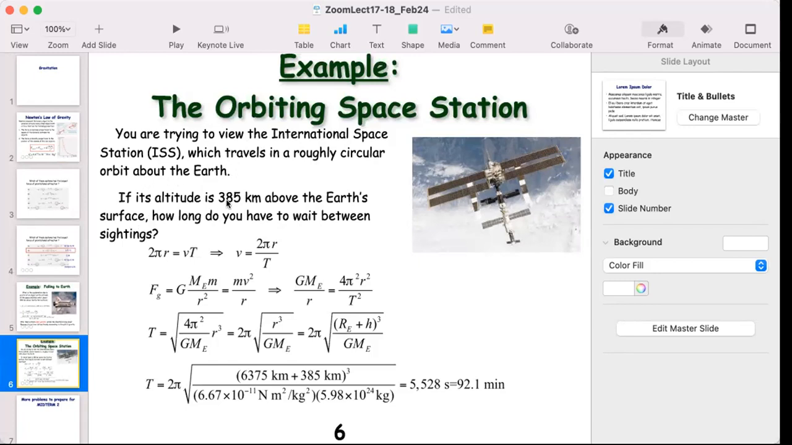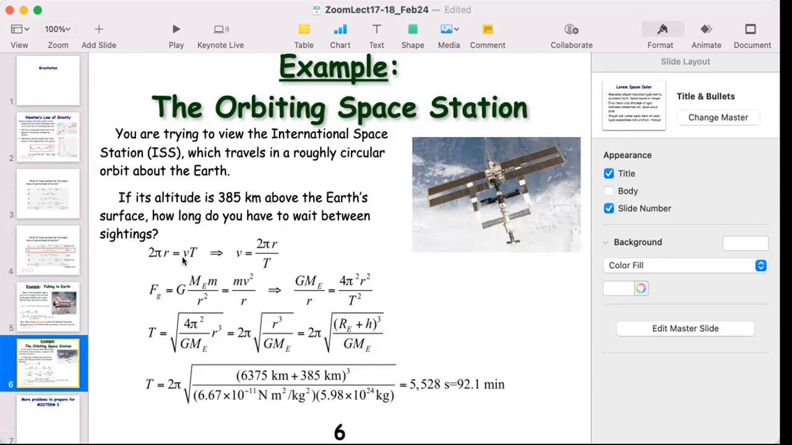If its altitude is 385 kilometers above the Earth's surface, how long do you have to wait between sightings? So I hope I pronounce this word in the right way. Sightings. It's complicated. Yeah, that's right. And this is just a fancy way for the problem to ask, how long does it take to complete one orbit? Yes. I wish they could have said that.